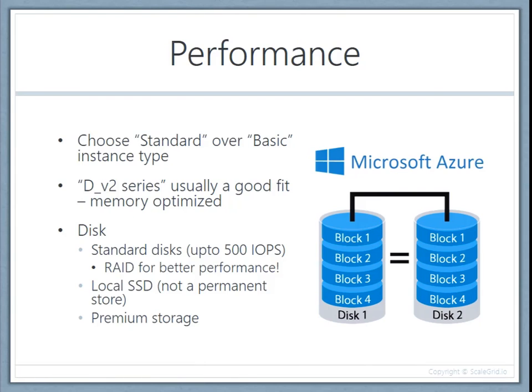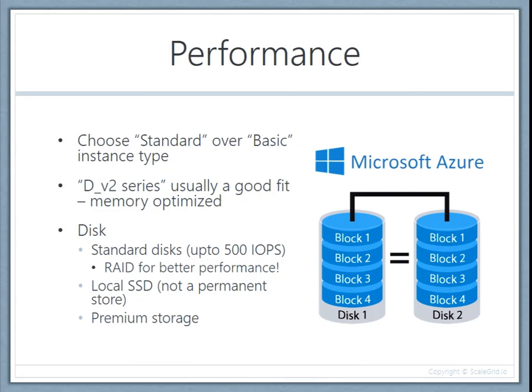And in terms of disks, Azure has the same concept. There's a standard disk, there's a premium disk, and there's a local SSD. You can still use the local SSD, same caveats apply as with the instance store. So essentially, if you stop it, you lose the data. And standard disks, again, have fixed IOPS. You can get a maximum of 500 IOPS.